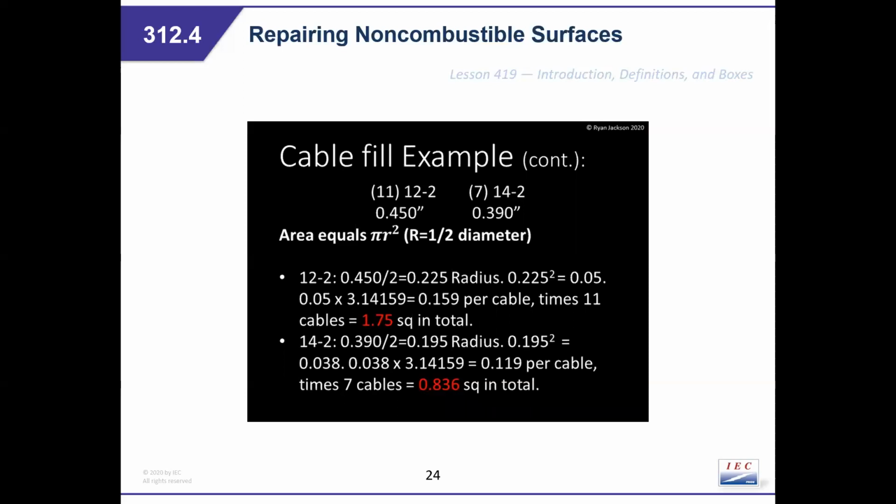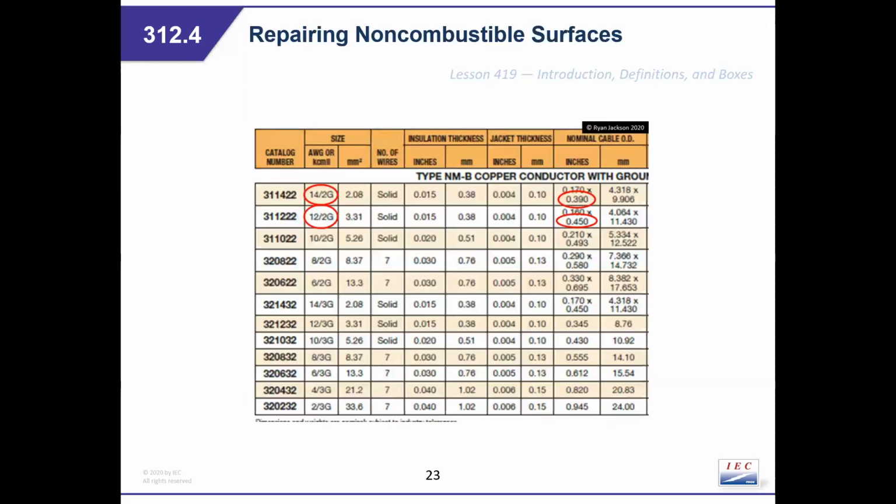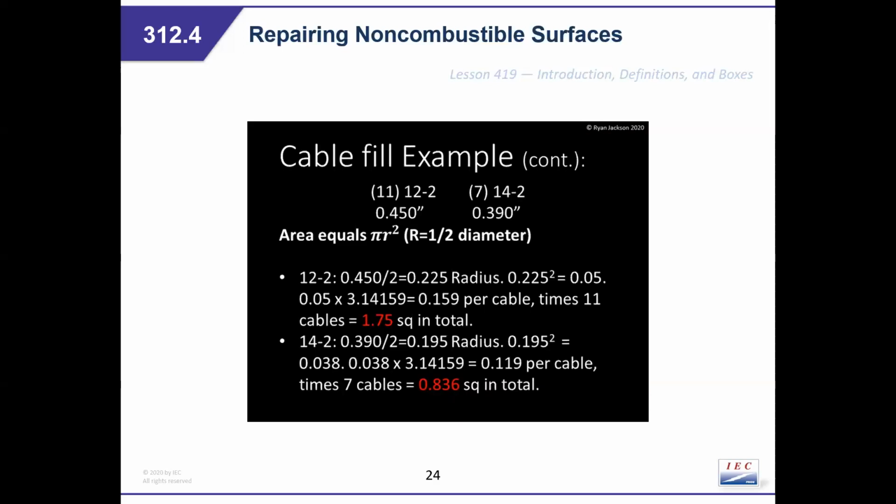okay, we got to use that 0.45, and 7 14.2s, 0.39. You see where you got those? Straight off the table, the area equals pi r squared. And the radius is half the diameter, so r being the radius.